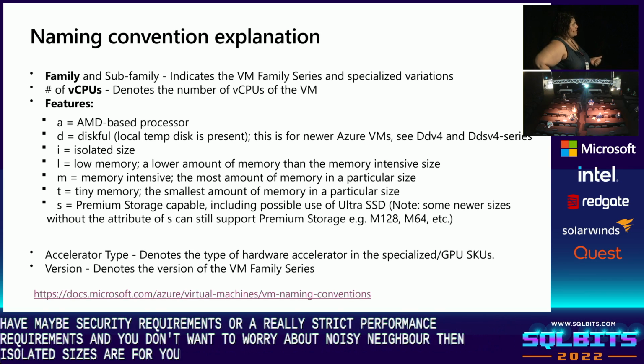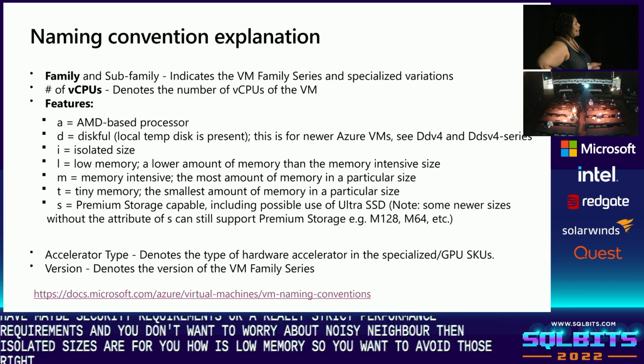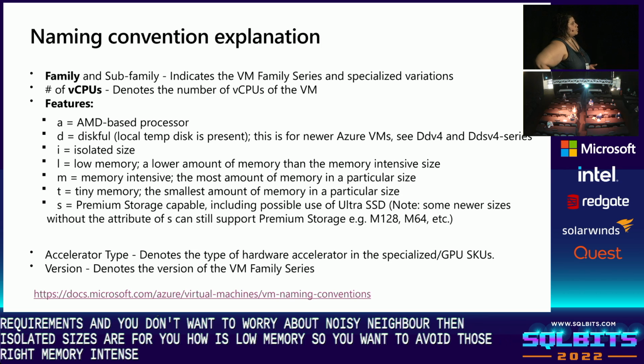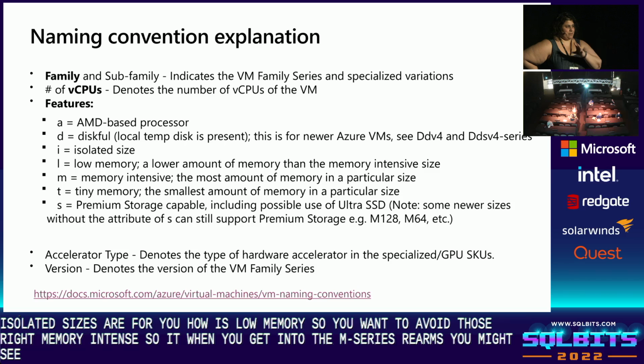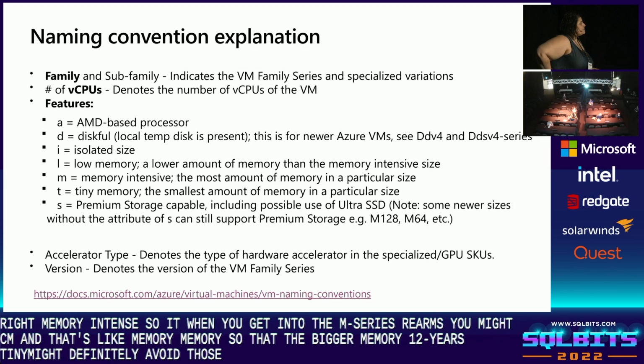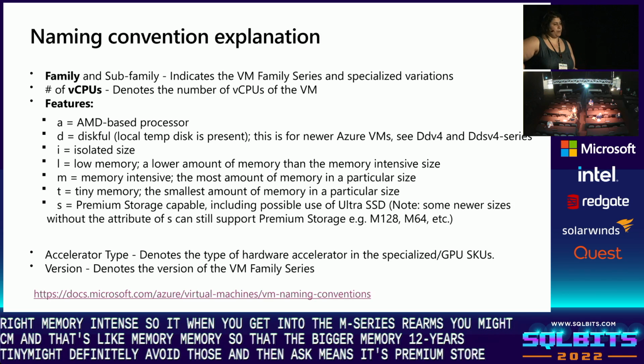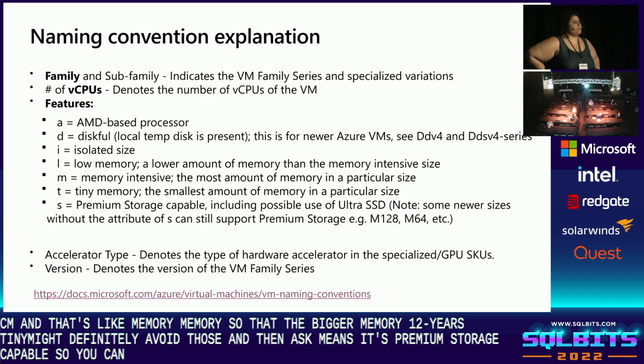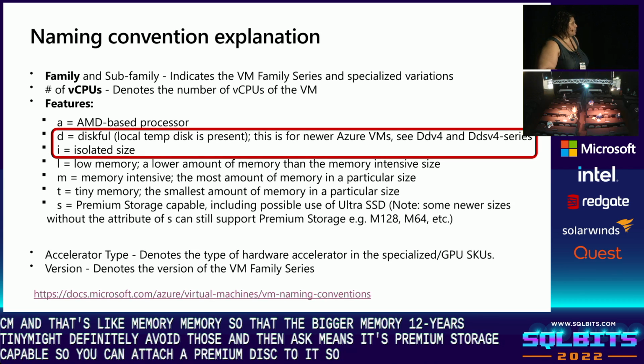L is low memory, so you want to avoid those, right? M is memory intense. So when you get into the M series VMs, you might see MM, and that's like memory, right? So those are the bigger memory ones. T is tiny memory, definitely avoid those. And then S means it's premium storage capable. So you can attach a premium disk to it. So diskful, isolated, those are important for SQL Server.